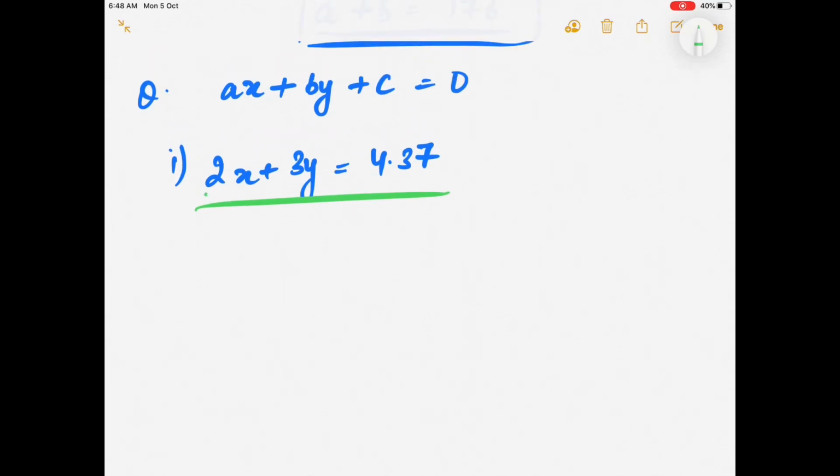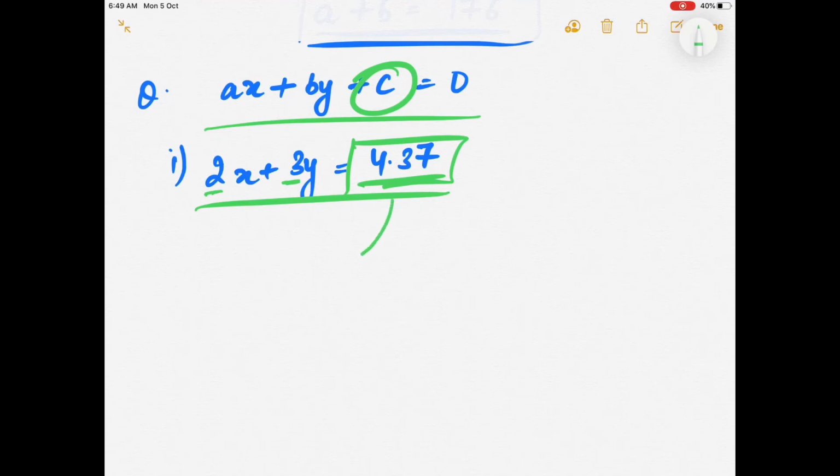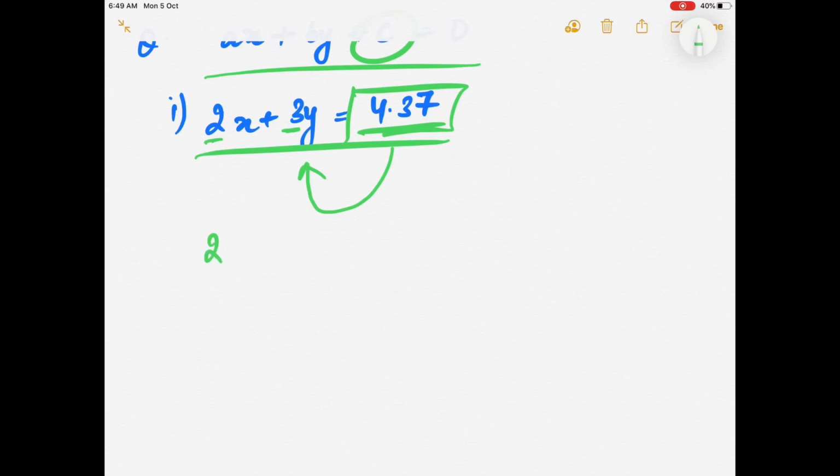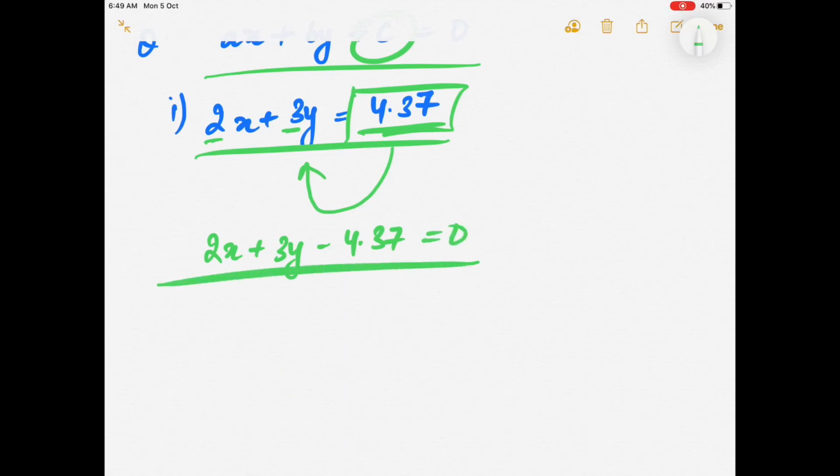Now what is a here? a is the coefficient of x. Now what is b here? b is the coefficient of y. Now what is c here? c is our constant term. Now you can see that we have the equation in the form of ax plus by plus c, and c is on RHS, so we have to just put the constant term from RHS to LHS. Nothing more do we have to do in this equation. So we will write 2x plus 3y minus 4.37 is equal to 0, and this is our final answer.